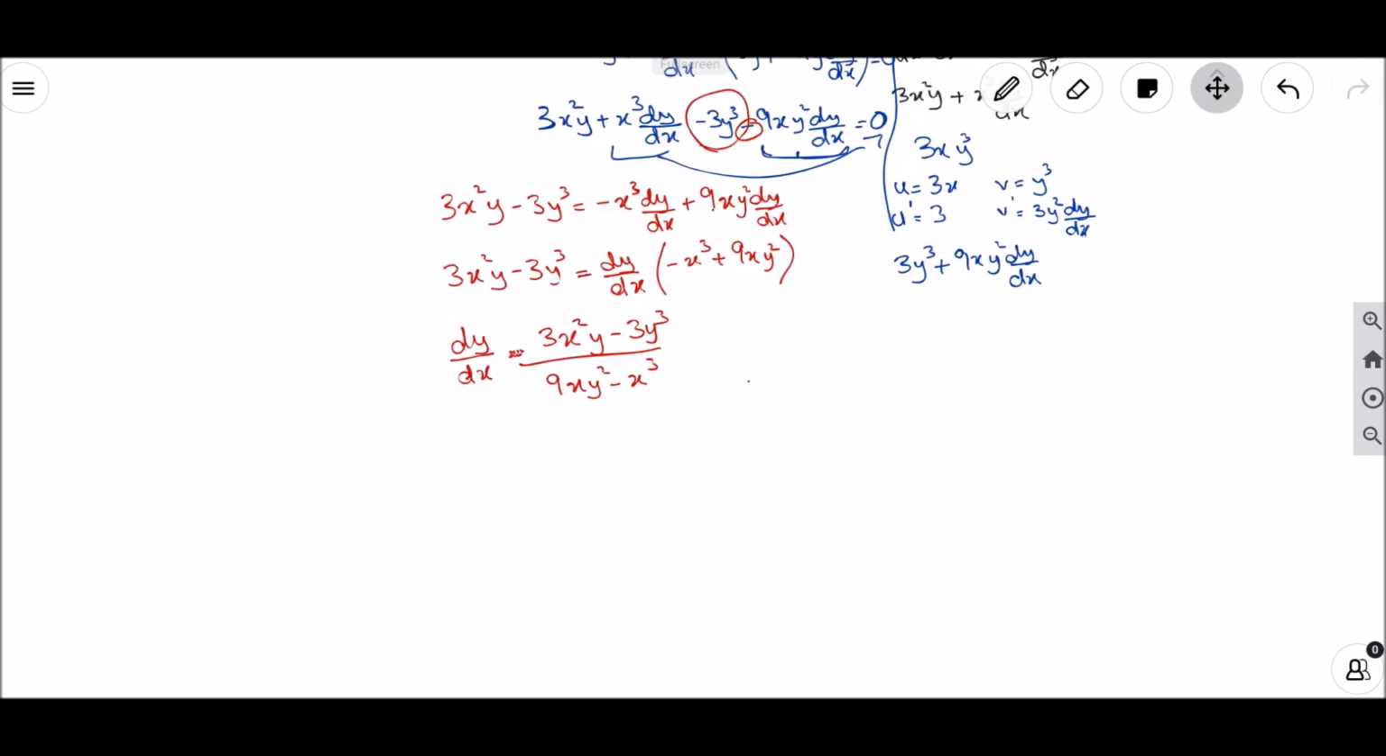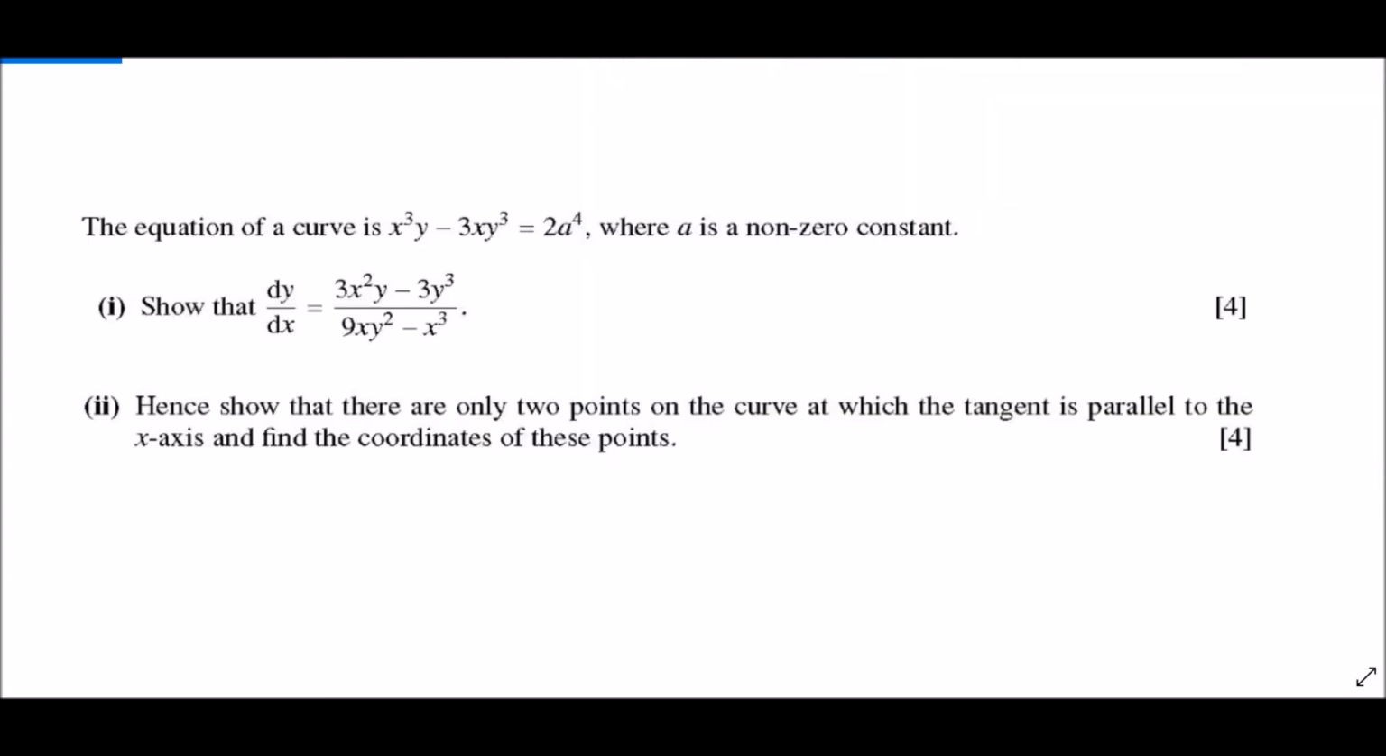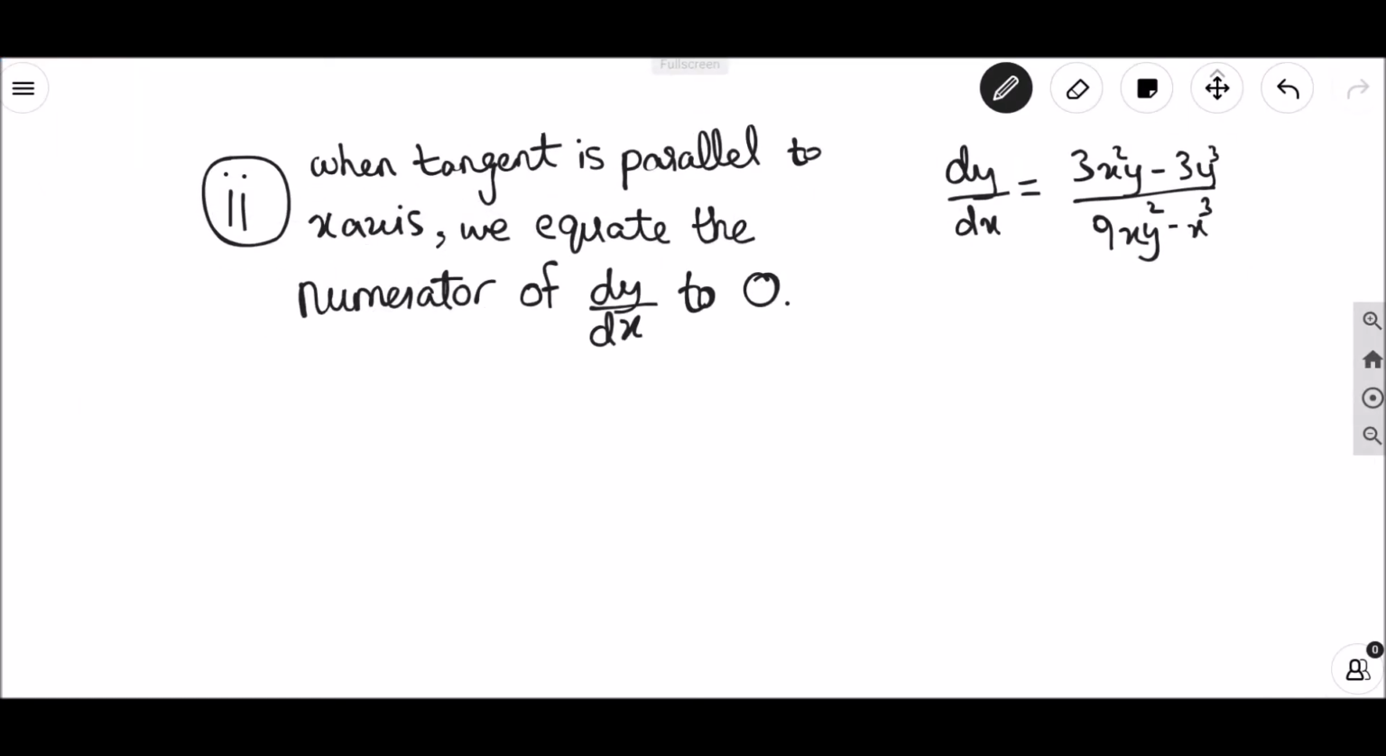Now we will move on to part 2. For part 2, it says, hence show that there are only 2 points on the curve at which the tangent is parallel to the x-axis and find the coordinates of these points. Whenever they talk about the tangent being parallel to the x-axis, we need to equate the numerator of the derivative to 0. In this case, our numerator is 3x squared y minus 3y cubed. So we're going to equate it to 0.